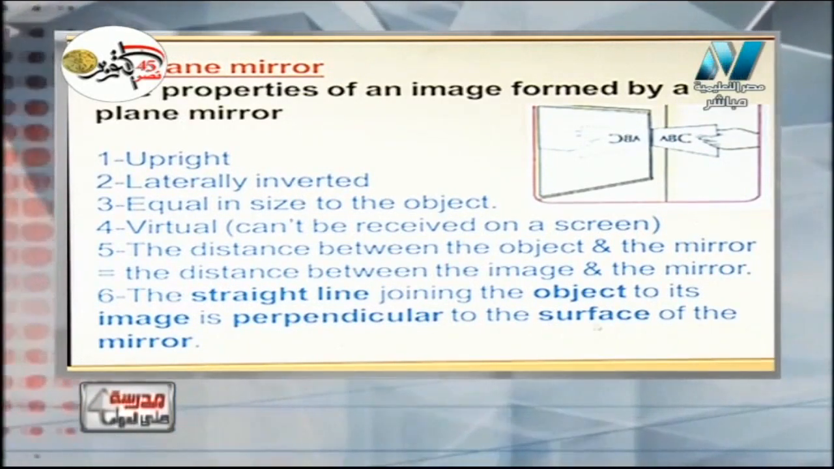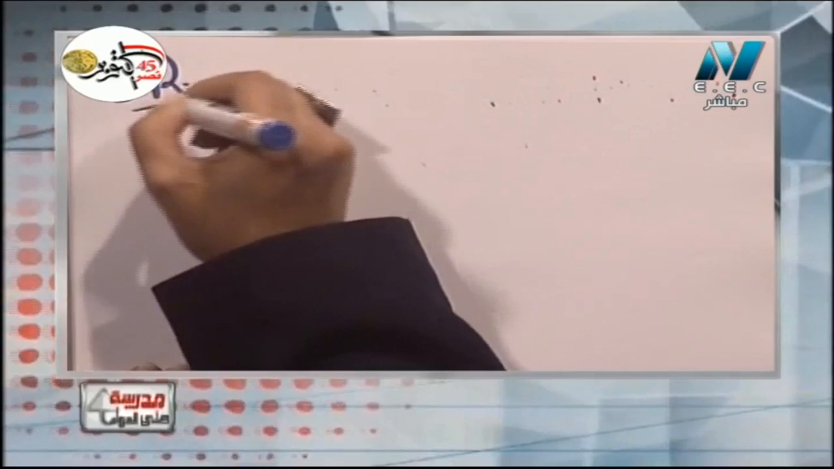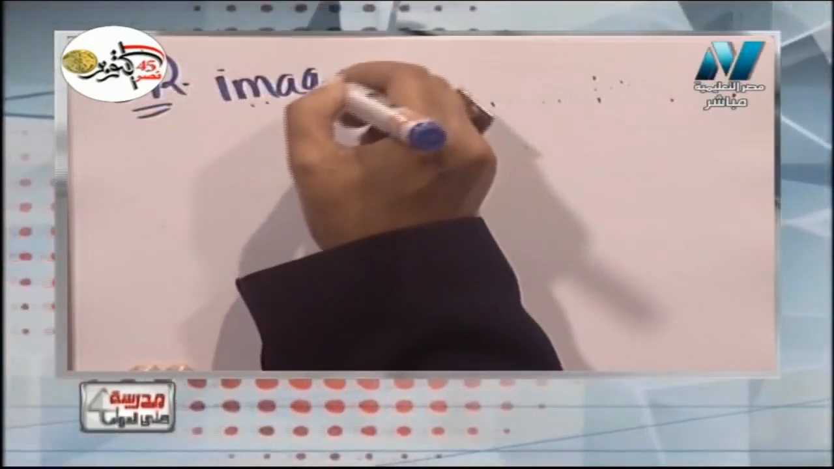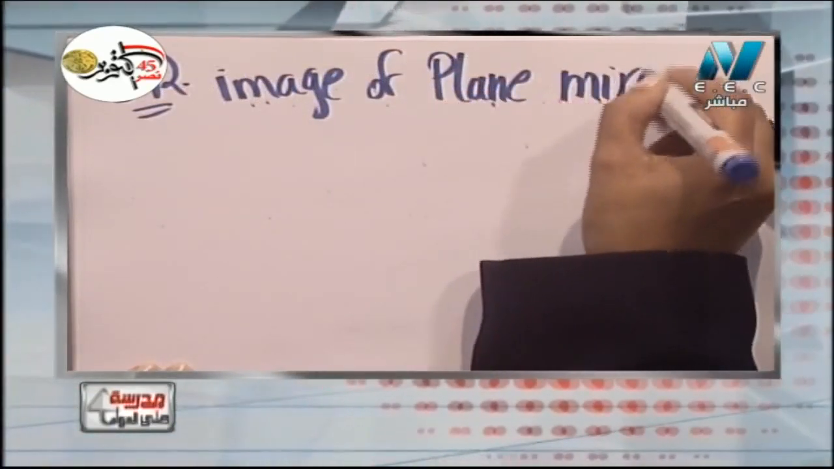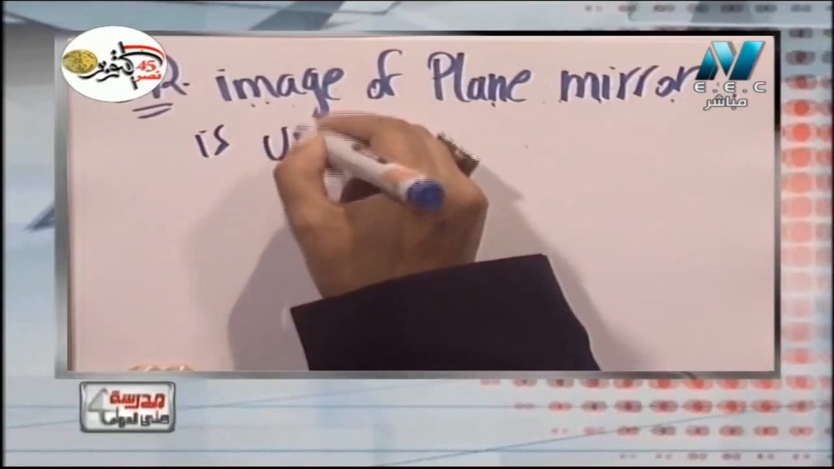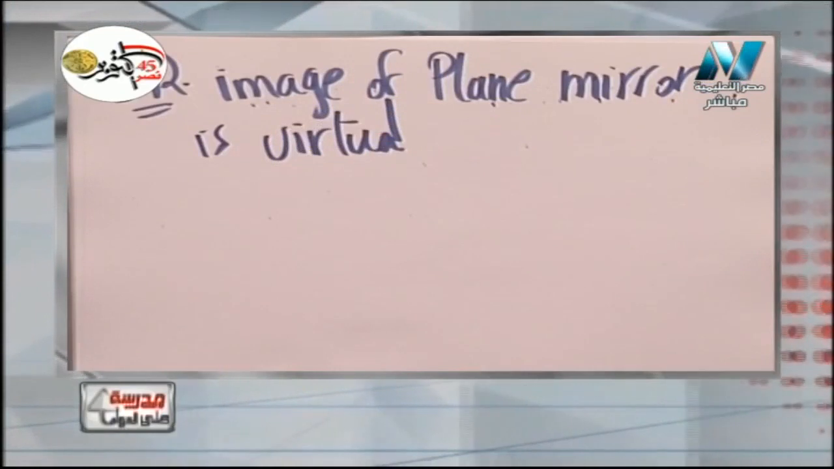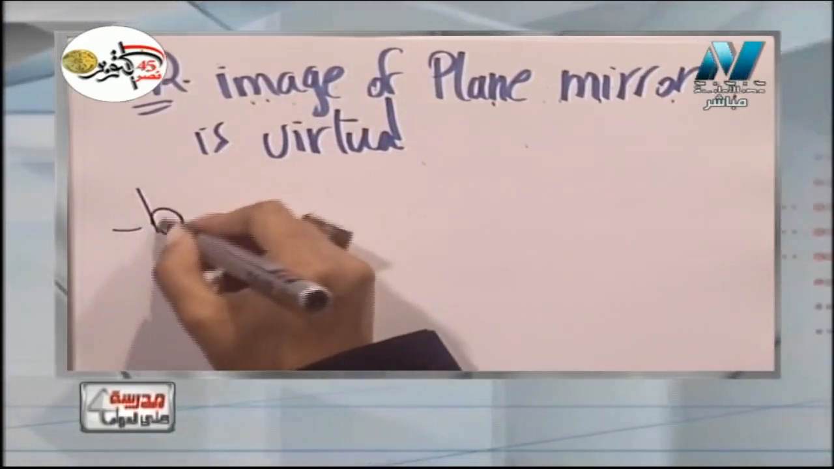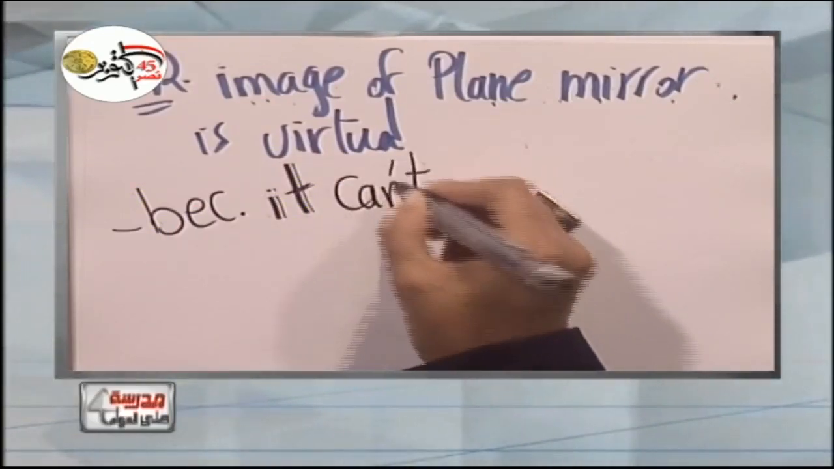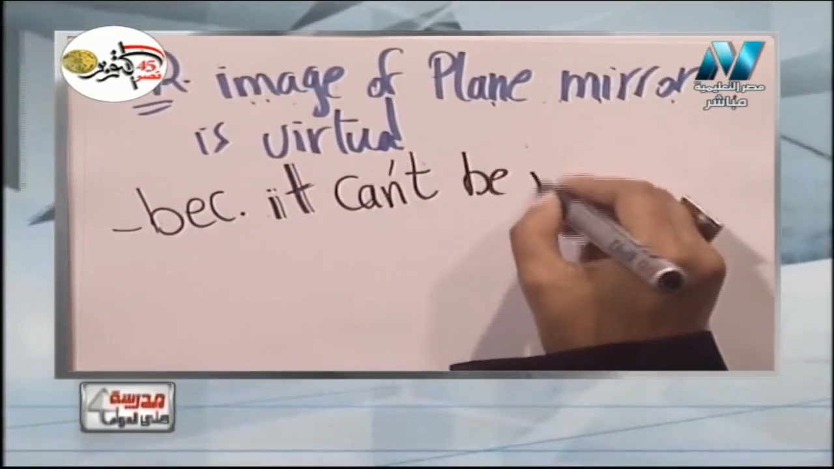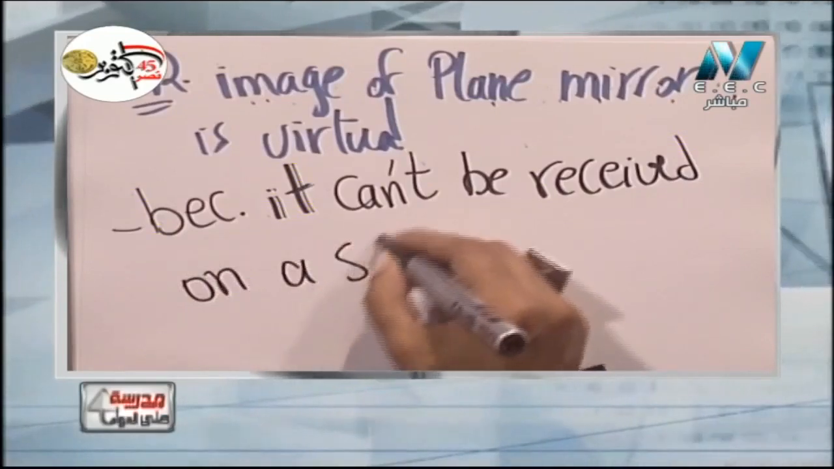Okay, we have another give-reason. Give reason: the image of a plane mirror is virtual. Why is the image of the plane mirror virtual? Okay, because it can't be received on a screen.